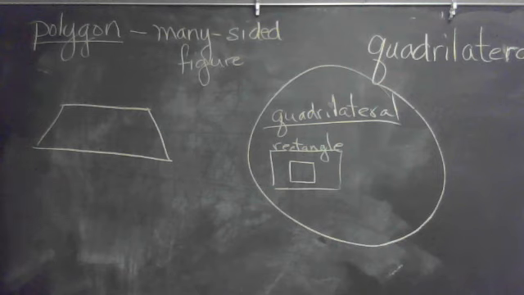So is this a quadrilateral? Yes, because it has 4 sides. Doesn't matter what the sides are, right? What about a polygon? Is it a polygon? Yes, it is.